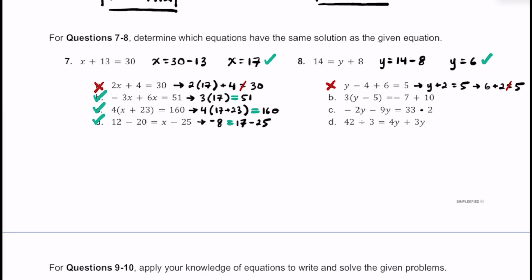All right. For B, on the left side, we can change this y to 6. We can substitute that in. We can also simplify the right side. So negative 7 plus 10 is 3.